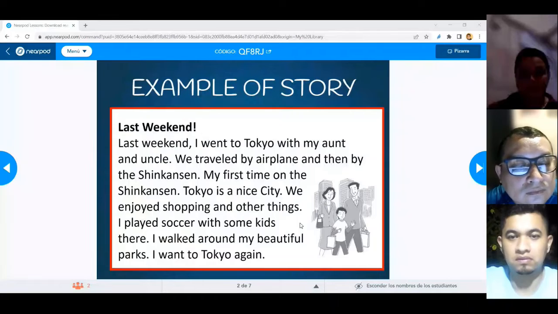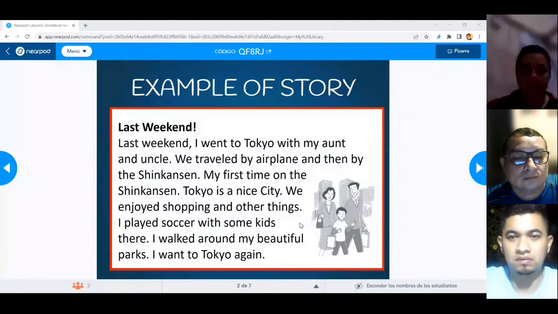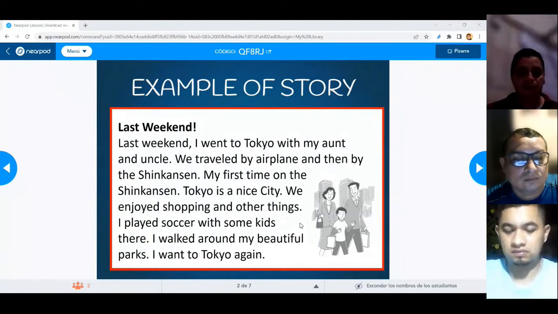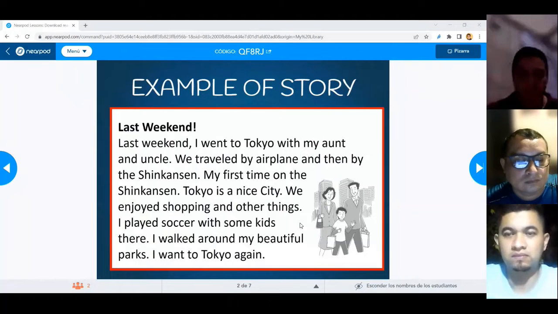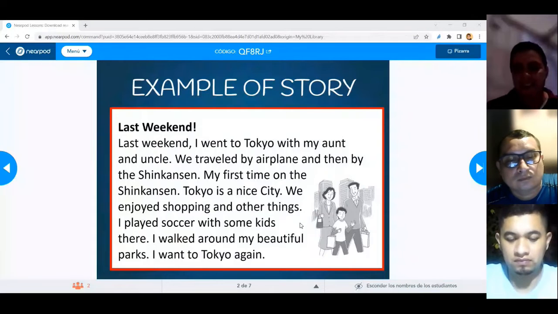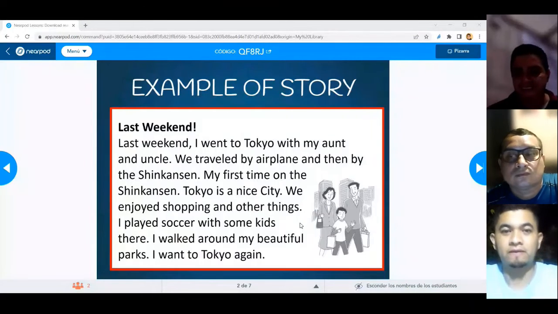My first time on the Shinkansen. Tokyo is a nice city. We enjoyed shopping and other things. I played soccer with some kids there. I walked around my beautiful parks. I want to Tokyo again. I don't know if you got the idea. So we will be doing something similar in the next slide.